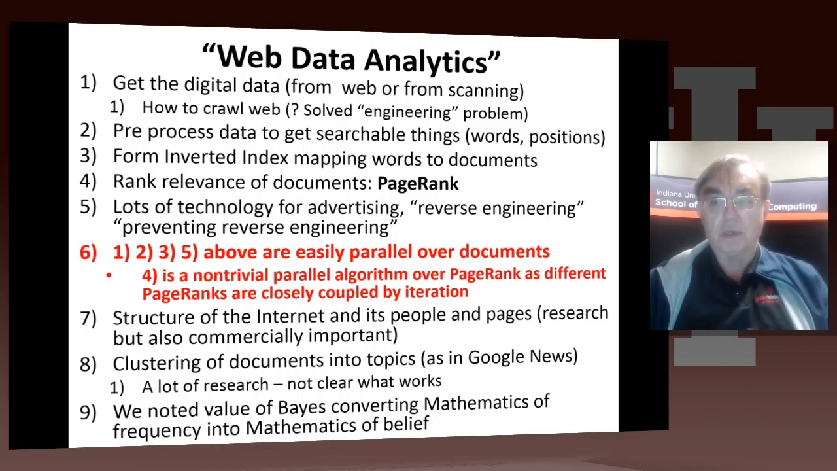After getting the web data, wherever it's from, we have to pre-process it to get searchable things. These are the so-called terms, which are basically processed words and possibly the positions of the word in the document, so you can search for phrases effectively. Then we'll have to form the inverted index, which we'll discuss a bit more this time. And the inverted index maps words to documents. Then we have an area where a lot more recent work has been done, which is not just finding the pages that match your search, but finding their relevance. And that's where PageRank is one example of a relevance methodology.